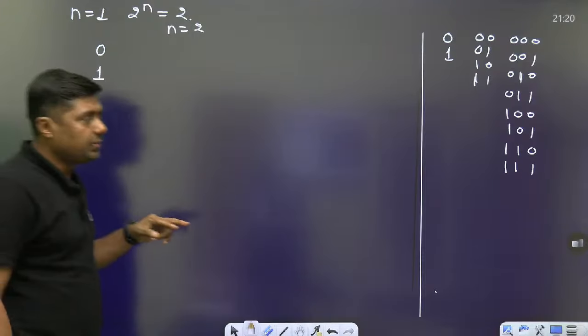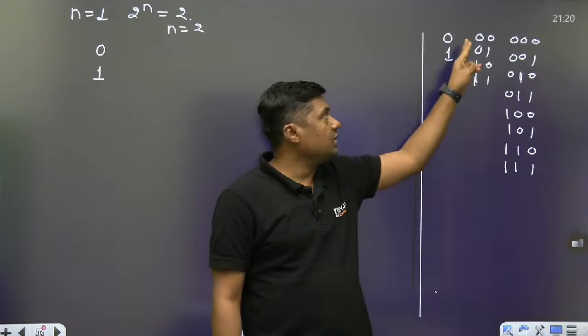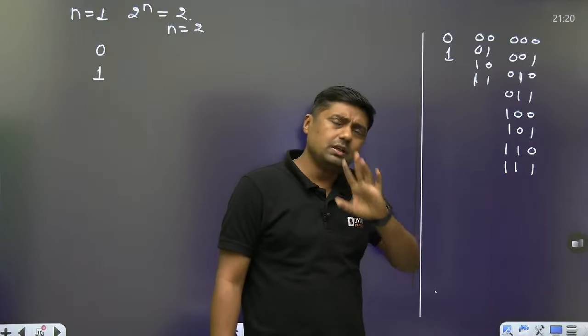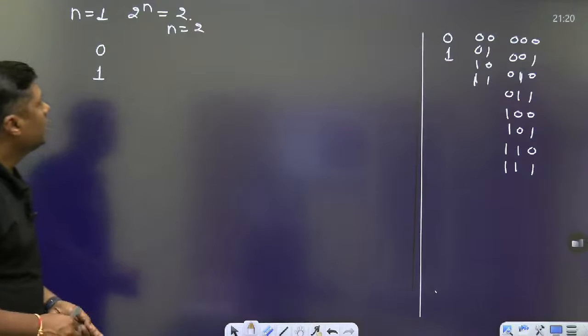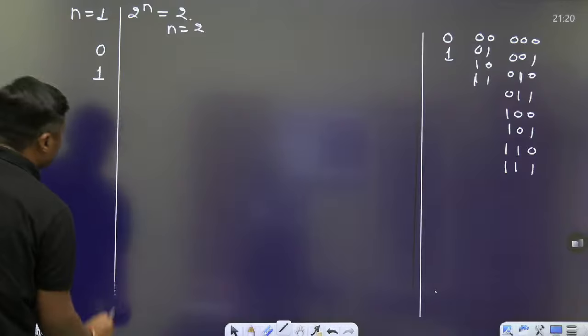When there are 3 bits, we have a total of 8 combinations. When there are 2 bits, we have 4 combinations. When there is 1 bit, we have 2 combinations. Similarly, the number of combinations will remain the same. What is the way to write it? If it is a 1-bit code, write like this. This is the first one.